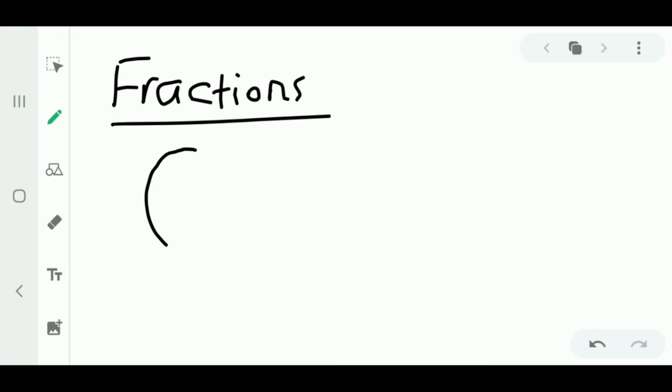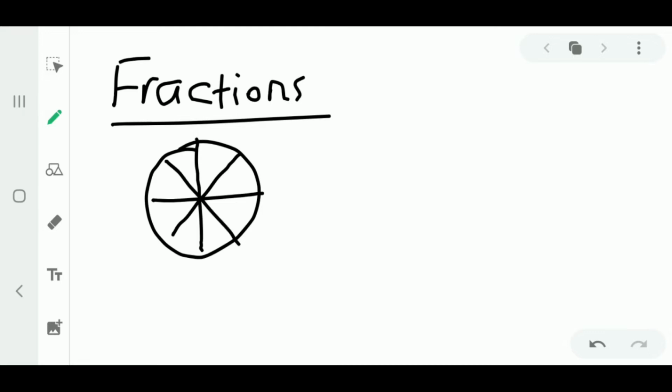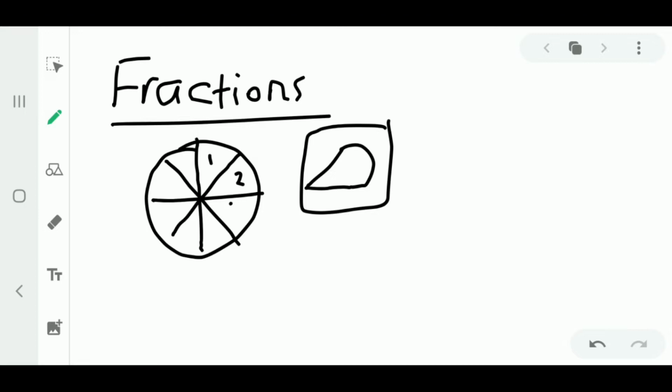So let's say we have a circle which we consider the whole. If we were supposed to dissect this circle into smaller parts or smaller proportions, we will have fractional parts. So for example, if I were to take a slice out of this whole, I would have a fractional part of the whole. So let's say I counted 1, 2, 3, 4, 5, 6, 7, 8 parts of a whole fraction. If I took out this part, this would be 1/8 of the whole, right?